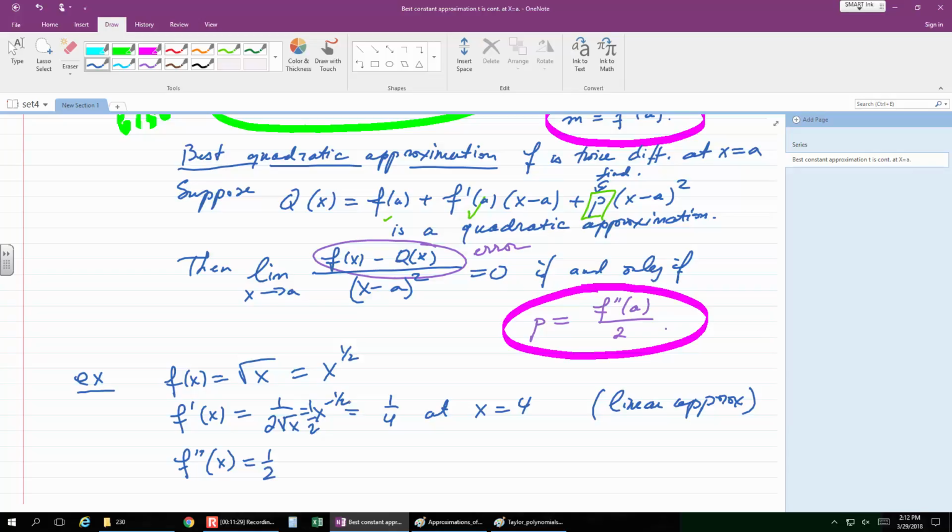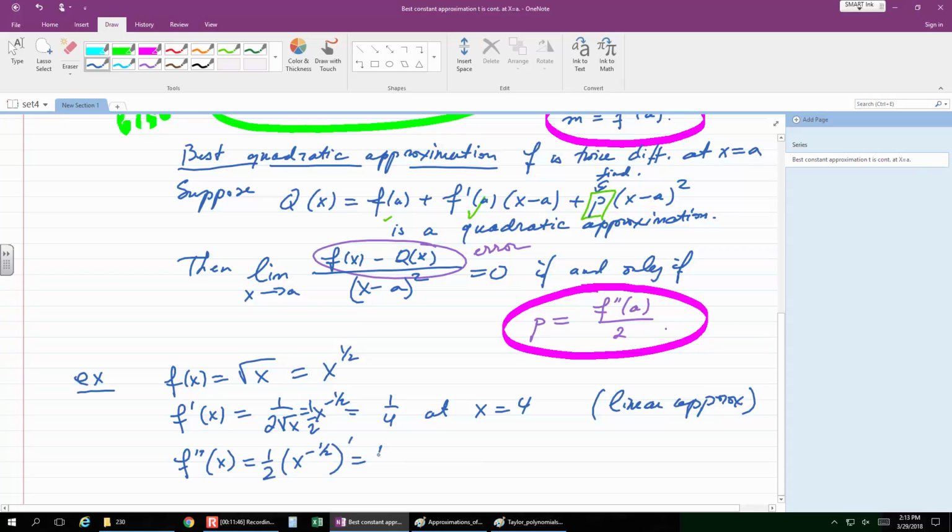So square root is not convenient for differentiation. It doesn't have a convenient formula, but the power formula is available, and we just convert every time. Whenever we see roots, we convert them to powers, and then we differentiate like this.